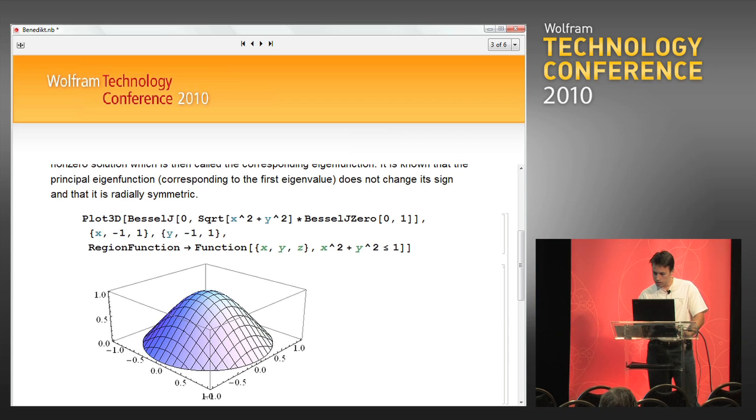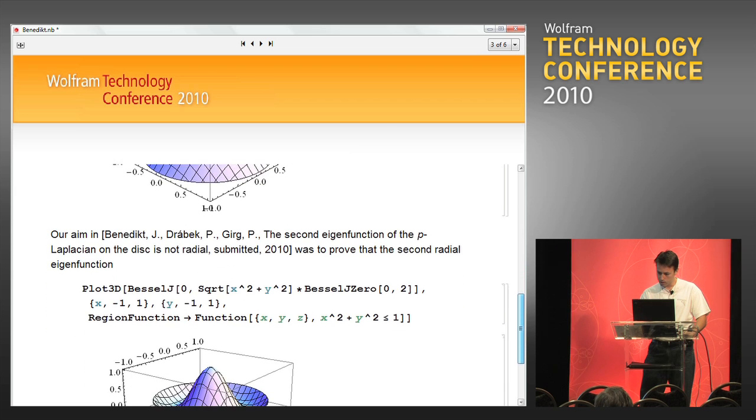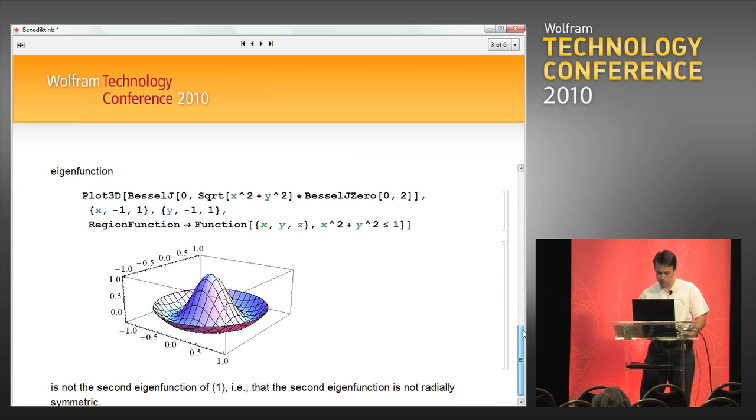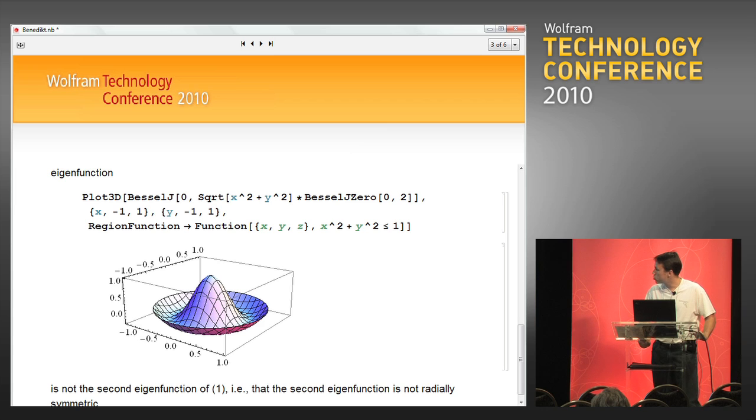And we wanted to prove that the second eigenfunction, which must change its sign, is not radially symmetric. So if we look at the second radially symmetric eigenfunction, which looks like this, now it changes sign. We wanted to prove that this eigenfunction is not the second one, that the second one has a smaller eigenvalue than this one. It is still an open question if the nodal domains are two halves of the circle, or how they look.